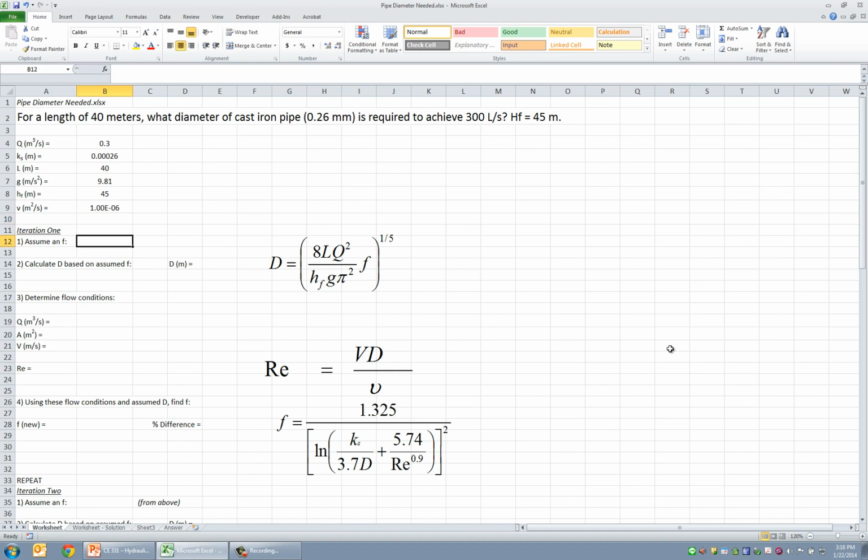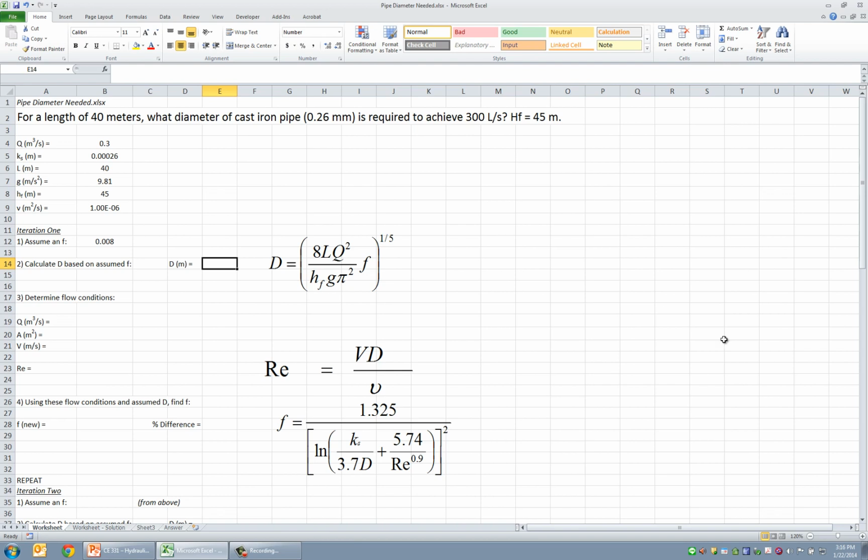My initial guess f value, just to show how good this method is, I'll start with a value at the very low end. Ordinarily, I'd get it converged faster if I picked sort of a midpoint f value. It would hone in on the correct answer more quickly if I started with a midpoint value of maybe 0.02. But I'll start with 0.008, which is at the bottom of the range of typical f values. And so now what is the diameter based on that f value that I just assumed?